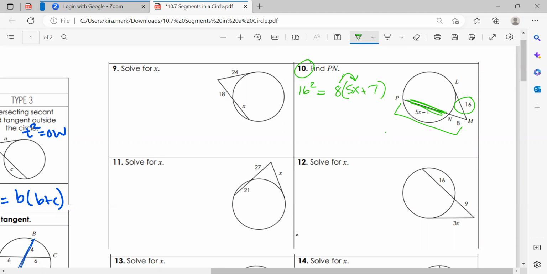Distribute the 8 to both terms. Believe that's 256. Yep, and then 8 times 5 is 40x. 8 times 7 is 56. Oh, that's 200, sweet. So subtract both sides by 56 and we get 200. Divide both sides by 40. I believe that's just 5.